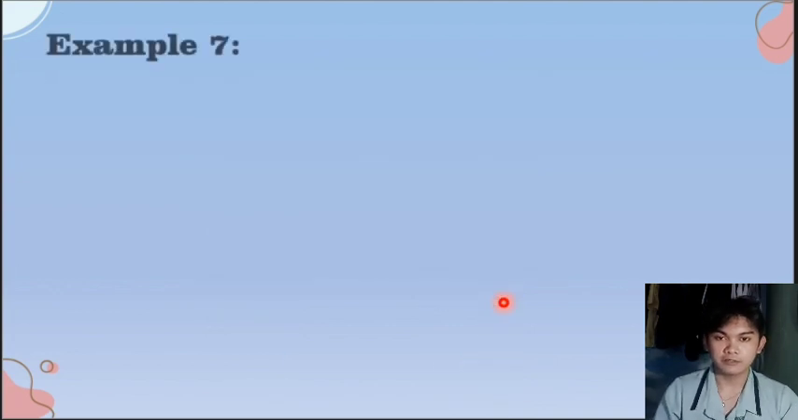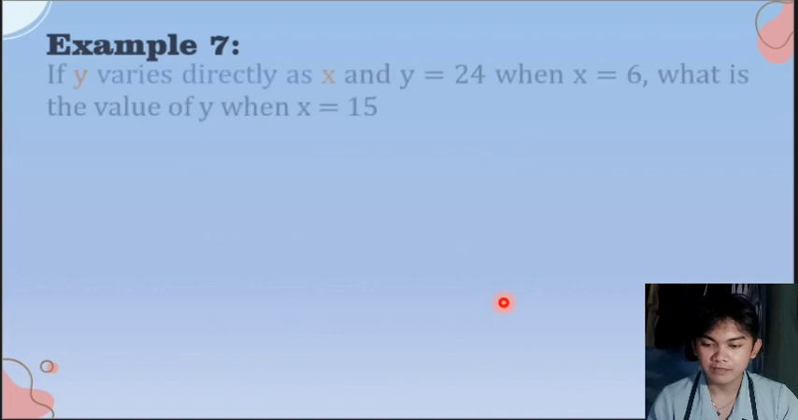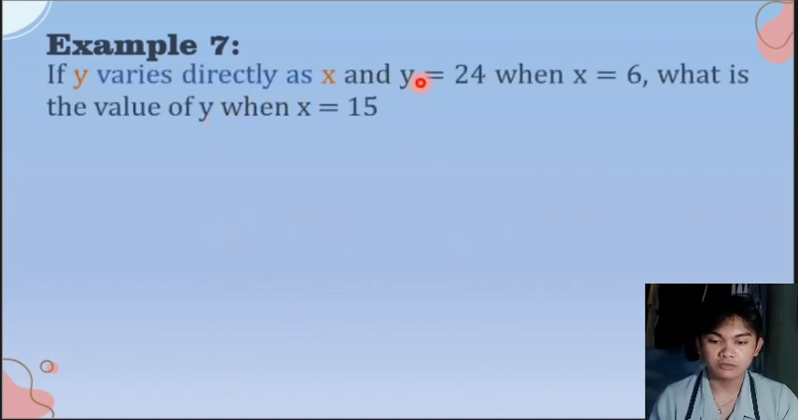So another example. If y varies directly as x and y is equal to 24 when x is equal to 6, what is the value of y when x is equal to 15?